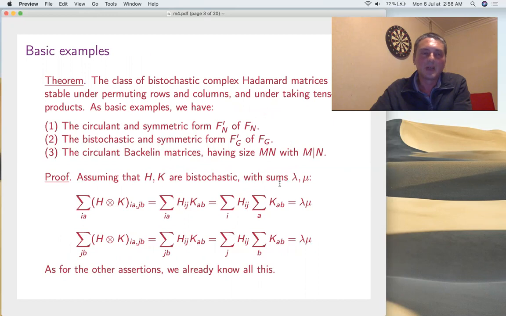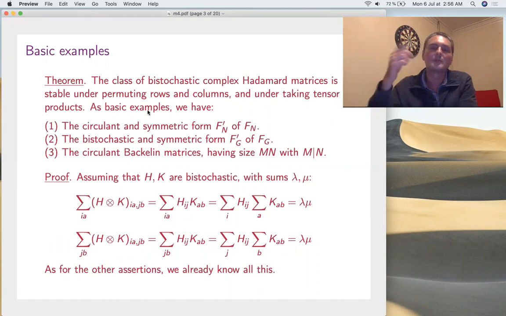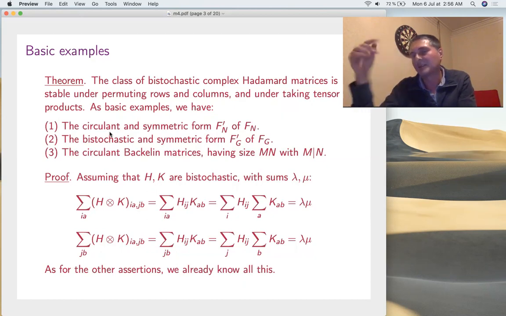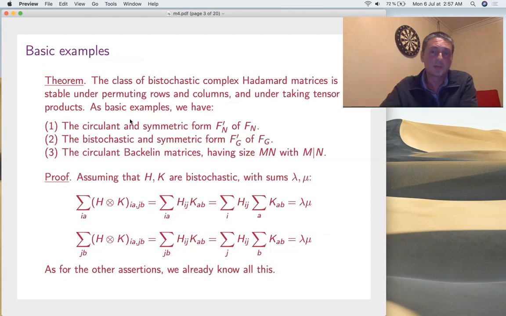So to begin with, what are some basic examples? First of all, the complex Hadamard matrices are stable under permuting rows and columns, and so are the bistochastic ones. Also under taking tensor products. Here's the computation, just the sum, and it works. Now as basic examples, any circulant matrix is bistochastic, right? This is clear. It's the same row, which is circling like this. So the sums are the same, and on the columns you get the same thing, right? In particular, we learned last time that the Fourier matrix can be put in a circulant form. So that's of course bistochastic.